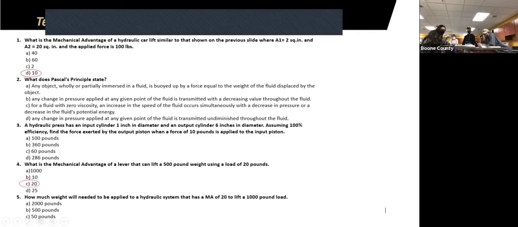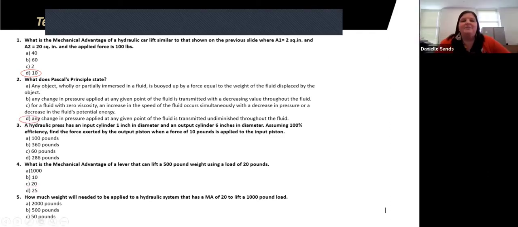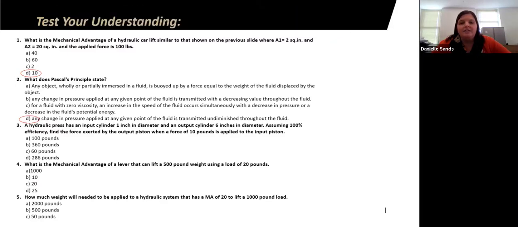Awesome. Okay, the next one. A hydraulic press has an input cylinder 1 inch in diameter and an output cylinder 6 inches in diameter. Assuming 100% efficiency, find the force exerted by the output piston when a force of 10 pounds is applied to the input piston.